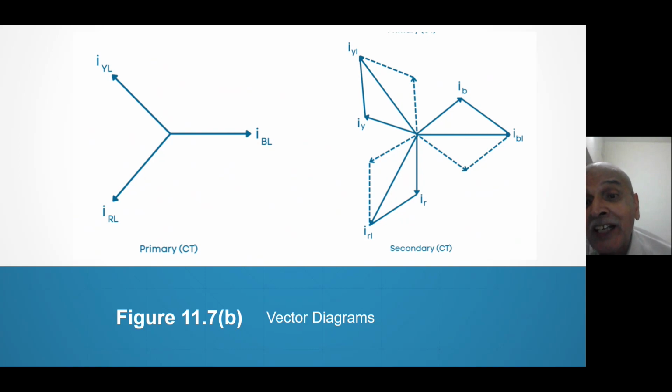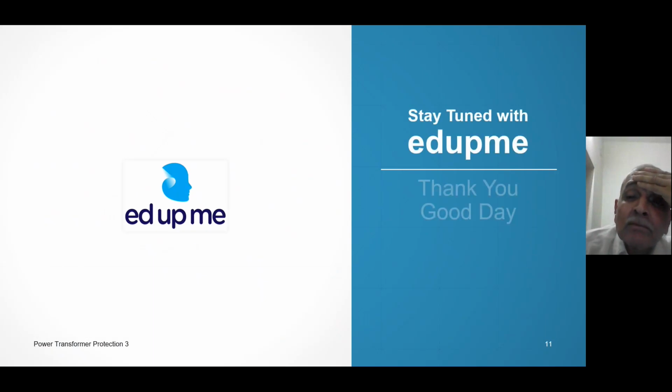But now we are connecting in delta. So what is coming out is IR minus IB. So IRL, small IRL, small IYL, small IBL. You can see that IRL and small IRL now are in phase. So we connect delta side CTs in star and star side CTs in delta. This is the problem of phase shift.